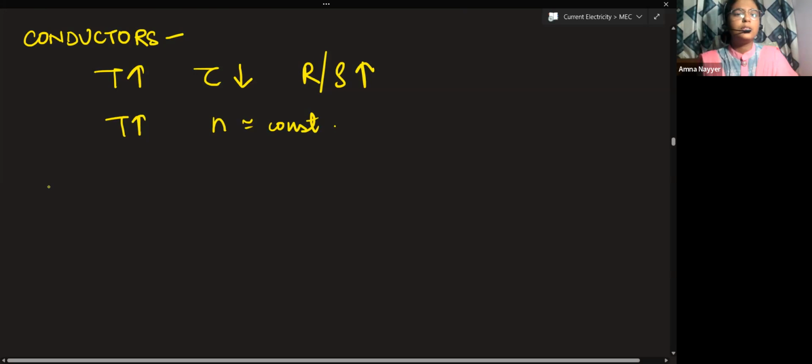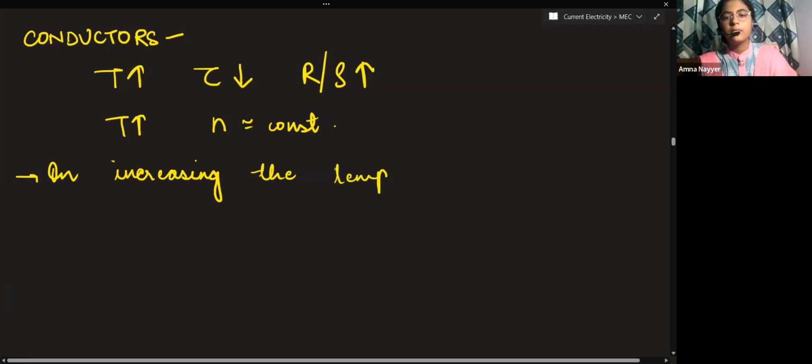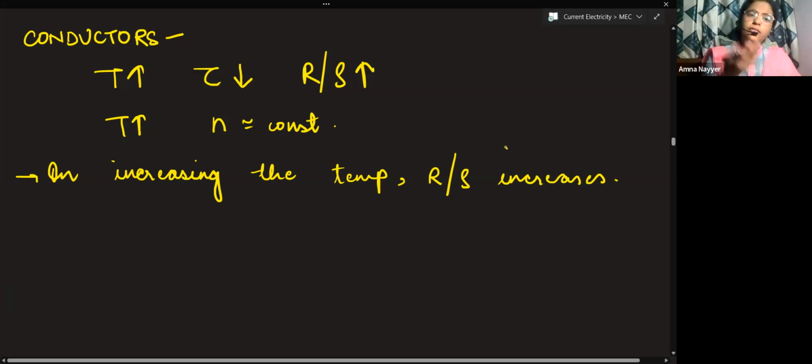Let me write that down also. On increasing the temperature, the resistance or resistivity increases. And vice versa, keep that in mind also. If temperature decreases, then tau will increase and resistance and resistivity will decrease.